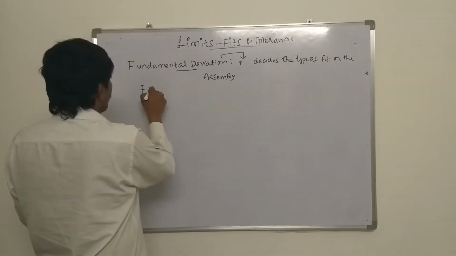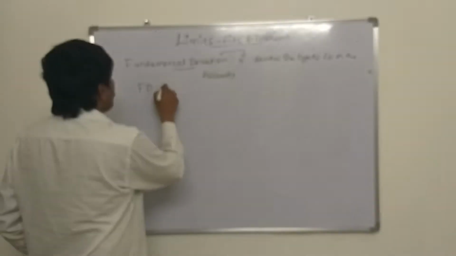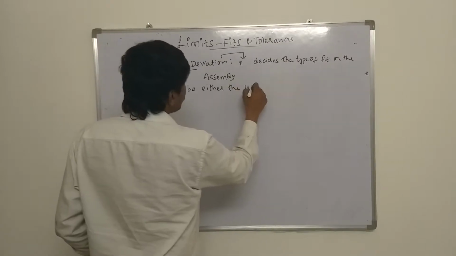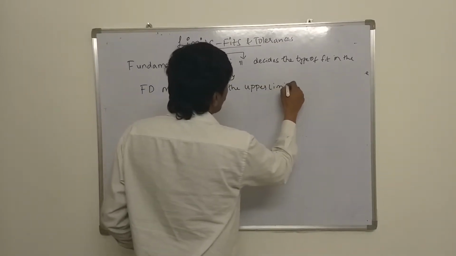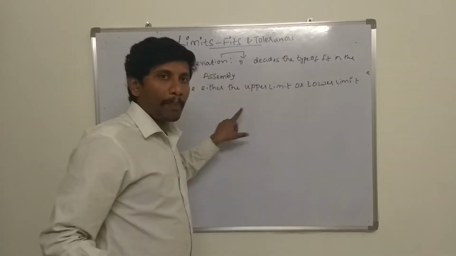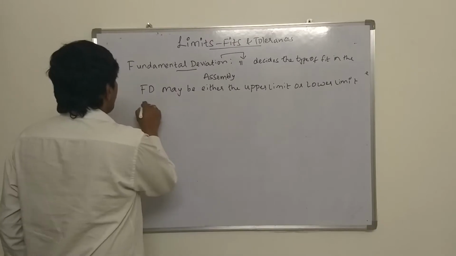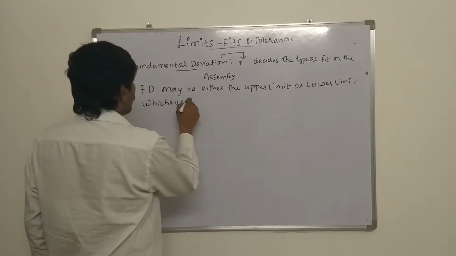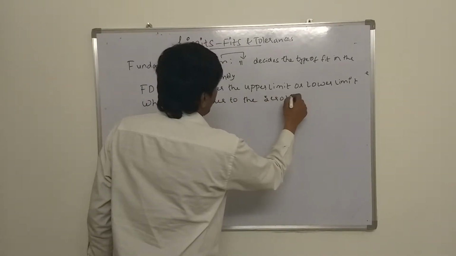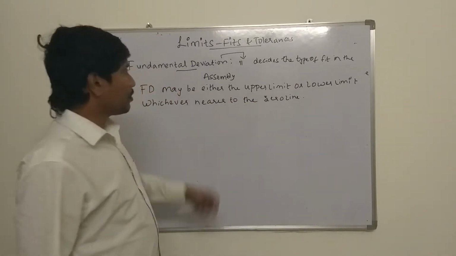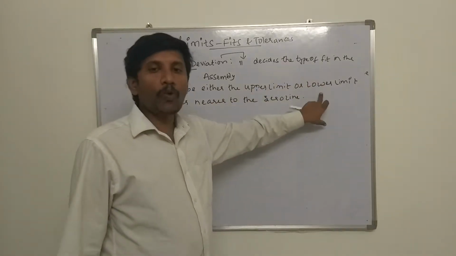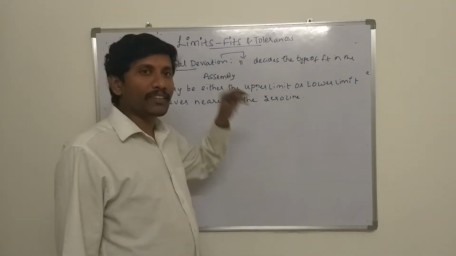One more important point: fundamental deviation (FD) may be either the upper limit or the lower limit, whichever is nearer to the zero line. This is the important point to understand.